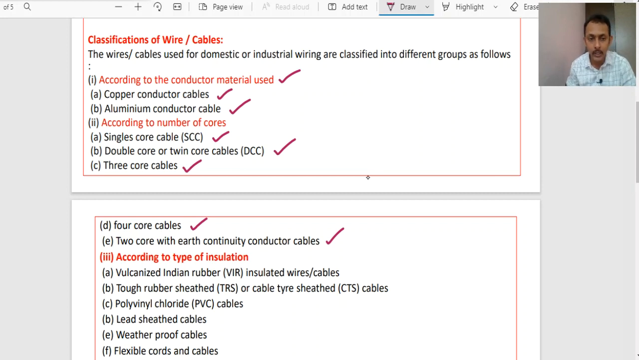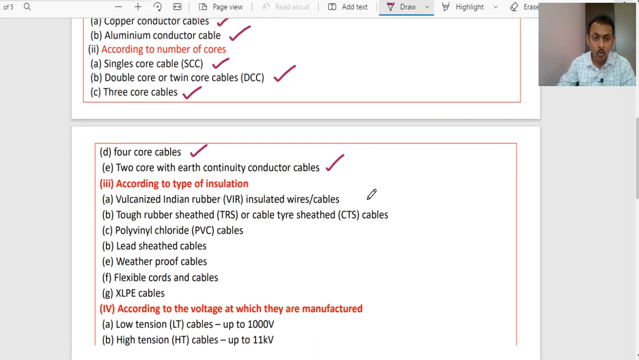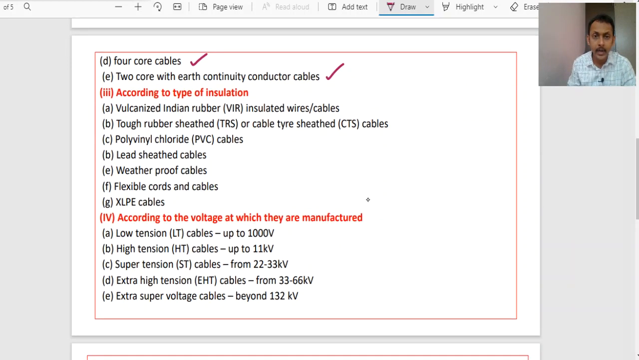According to the insulation, we have vulcanized Indian rubber VIR insulated wires or cables, tough rubber sheathed or cable tyre sheathed cables, polyvinyl chloride cables, lead sheathed cables, weatherproof cables, flexible cords and cables, XLPE cables. Like this, depending upon the type of insulation used, we will have these many classifications, right?